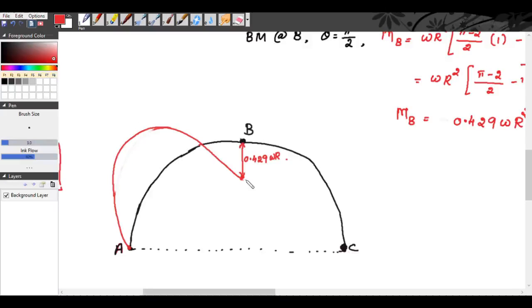So similarly, you will have from B to C also. We have analyzed only for one half because it is symmetric. We will proceed for the other half also. So for BC, your bending moment will be like this. At C, your bending moment will be 0. At B, your bending moment is hogging, that is minus 0.429 WR².